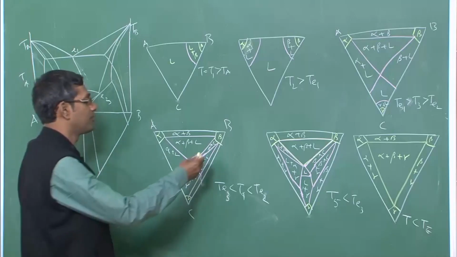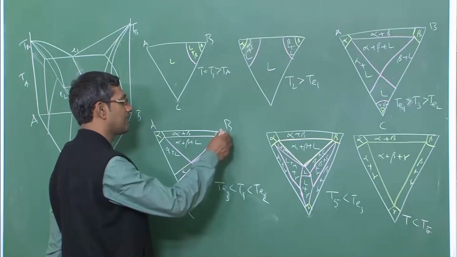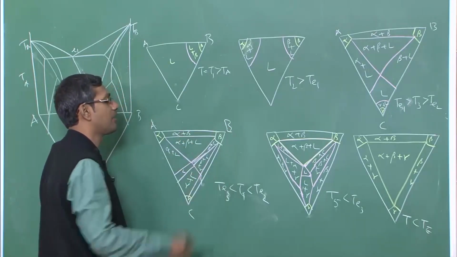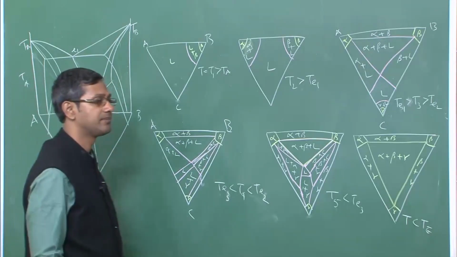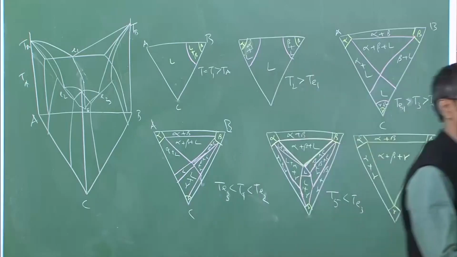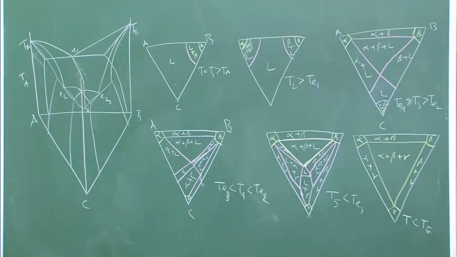So whatever I have shown in the slides is exactly similar, but the only thing is that the temperatures of the regions are rotated as compared to the earlier cases. So that is about the isothermal section. These will come back when we discuss the solidification of the alloys, correct.